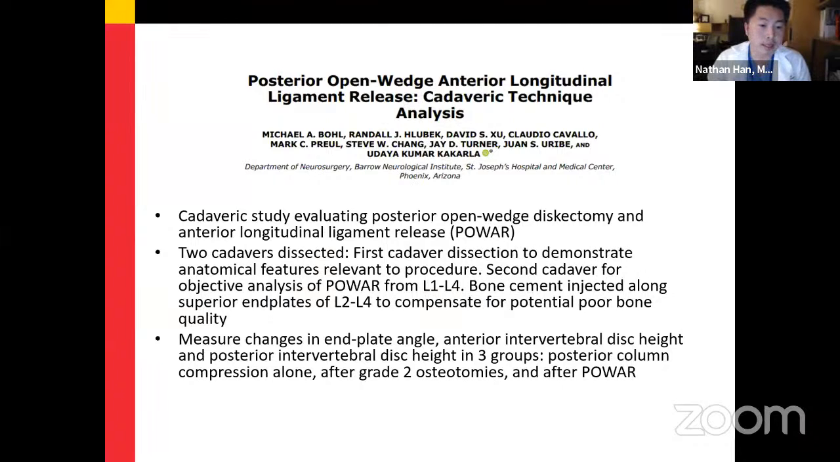They measured the end plate angle change and the anterior and posterior intervertebral disc height change in 3 different groups. One was just posterior column compression alone. The second group was after grade 2 osteotomies. And the third after this posterior open wedge discectomy and the ALL release.